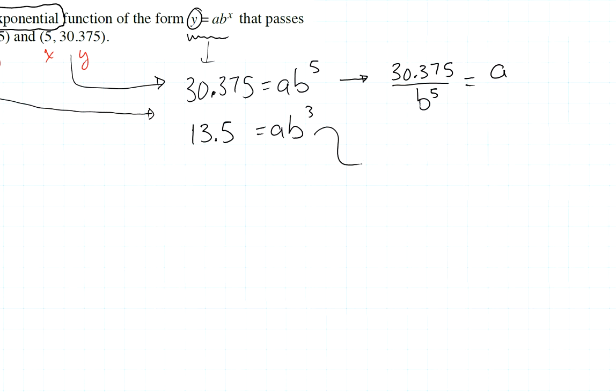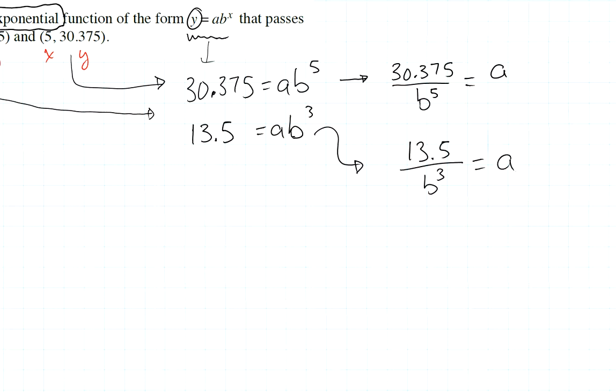Let's do the same thing for the second equation, and you can see we're going to be dividing by b to the 3rd this time to isolate my a. So I end up with 13.5 divided by b to the 3rd, and that again equals a. At this point, we have 2 different ways of writing what a is. A is either 30.375 over b to the 5th, or a is 13.5 divided by b to the 3rd.